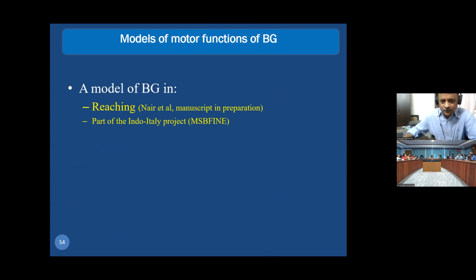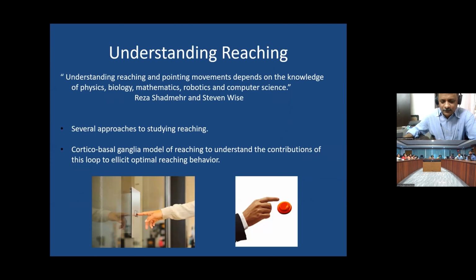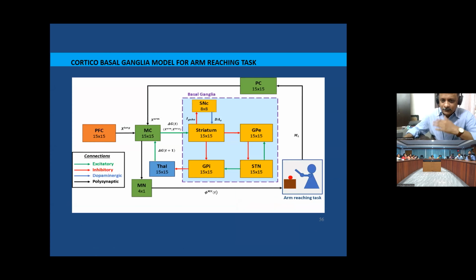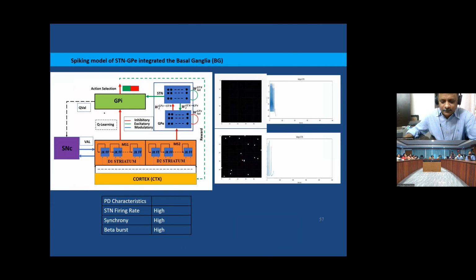So now for the Indo-Italy project, we have developed a reaching model. Actually, we can extend a previous reaching model to here. So in the reaching model, we have an STN-GPe network, which is made up of spiking neurons. These are like Izhikevich neurons, which are calibrated specifically for STN and GPe.